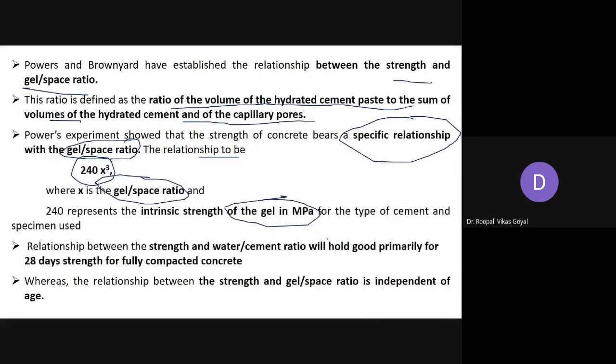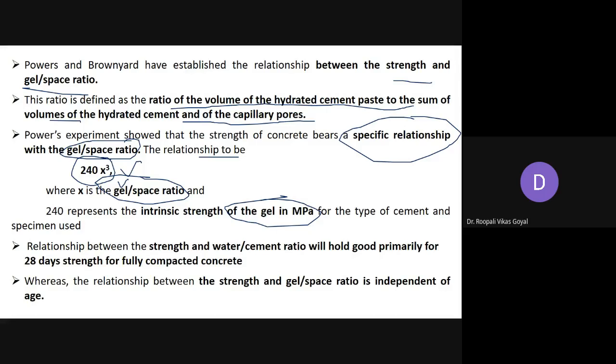So you can see that in this particular relationship, if your gel to space ratio is higher, it will give you higher strength of the concrete. More gel available means more hydrated product is available after the reaction, and that's why it affects the strength of the concrete positively.